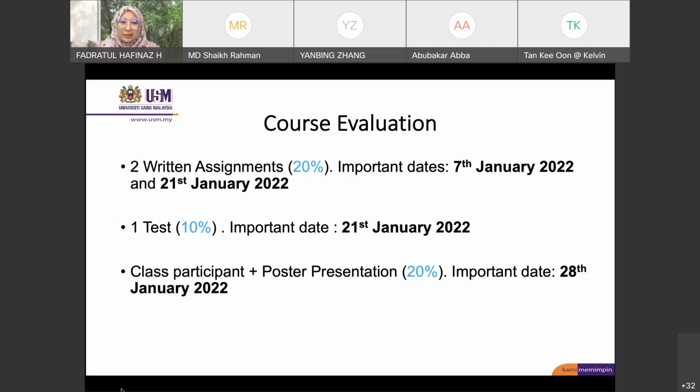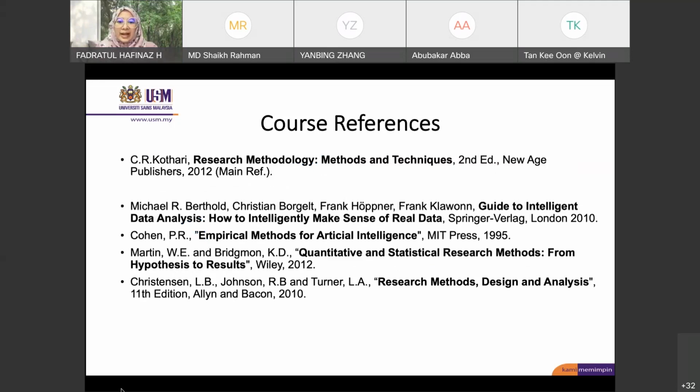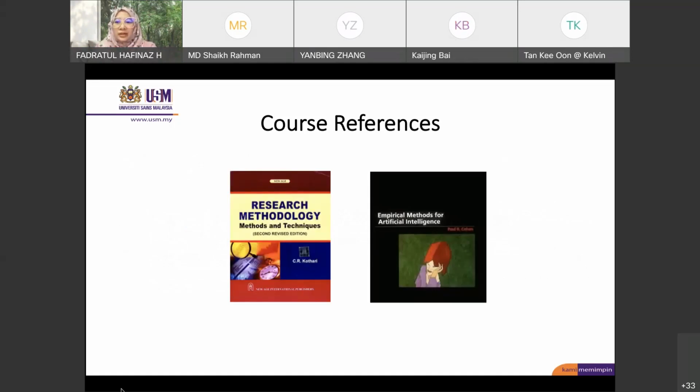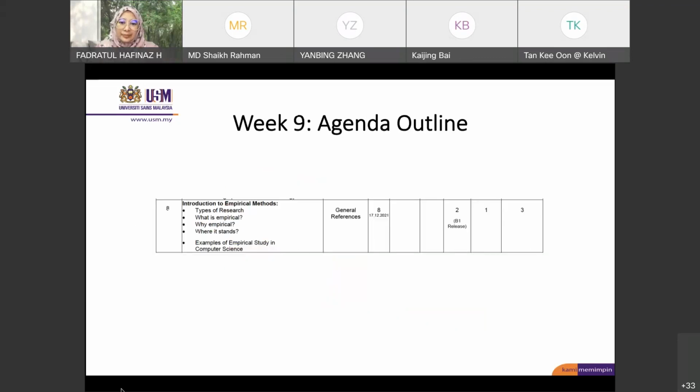Okay. Shall I continue? Now, here are the main references that will be used in my part B. The main one is Kothari's Research Methodology: Methods and Techniques, and the rest are additional: Guide to Intelligent Data Analysis, Empirical Methods for AI, quantitative stats, research methods, and also Research Methods: Design and Analysis. This is the front cover of the book. You can buy this one from Amazon. So here's the first agenda. For today, I'm going to introduce you to empirical methods, and at the end of the class, I will release your first assignment, the B1 assignment.